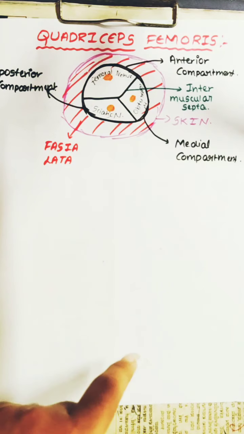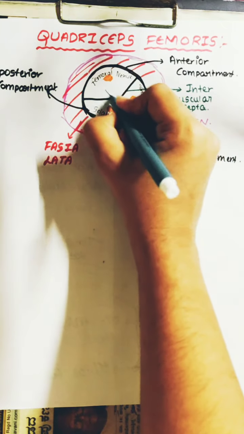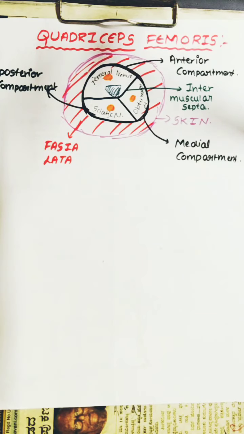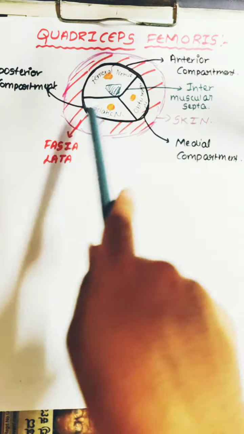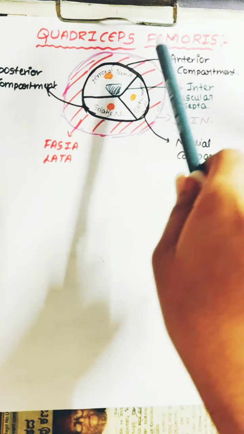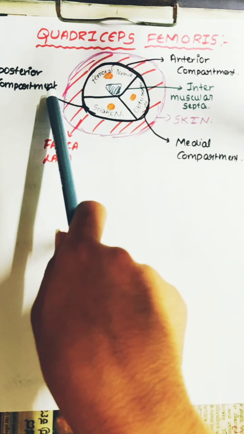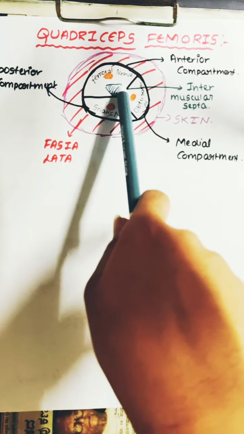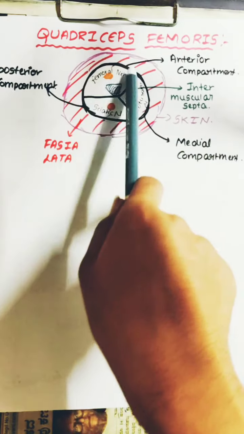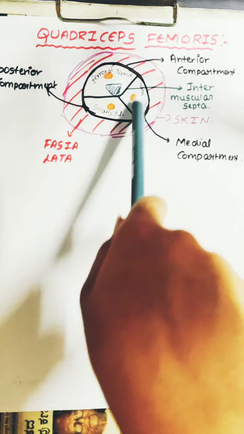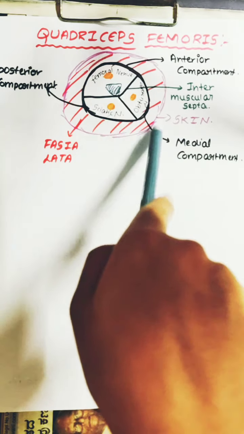In between all these layers there is a bone, the longest bone of the body, that is the femur. You can see the femur in between these. I'll explain the structure once again. The outermost layer is the skin, then comes the fascia lata. The thigh is divided into three compartments: anterior, medial, and posterior. In each compartment there is a nerve passing through it, and in between there is the femur bone. In the anterior compartment there is the femoral nerve, in the medial compartment there is the obturator nerve, and in the posterior compartment there is the sciatic nerve.